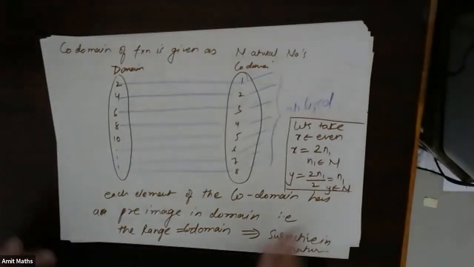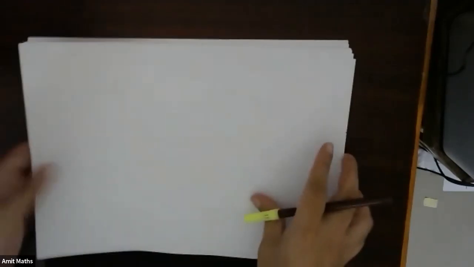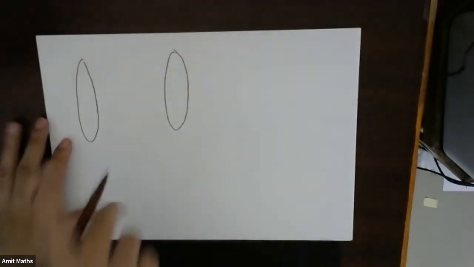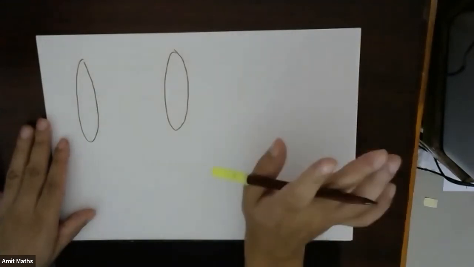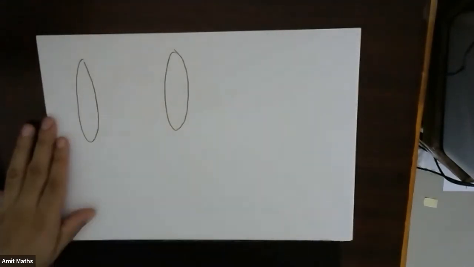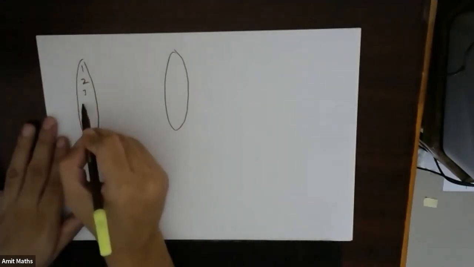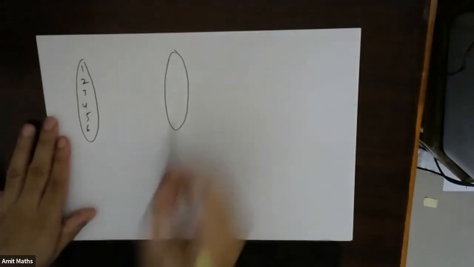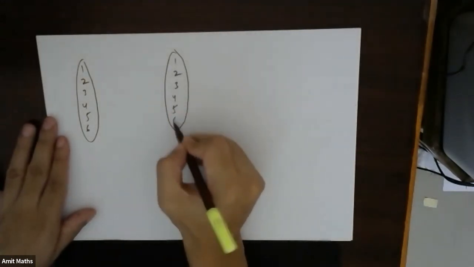Why are we taking only even values? What I have to show is that the codomain is equal to the range. I know that the function is many-one. What I'll do is take not just positive even values, I will take odd values also. So 1, 2, 3, 4, 5, 6, and so on, and here 1, 2, 3, 4, 5, 6, and so on.